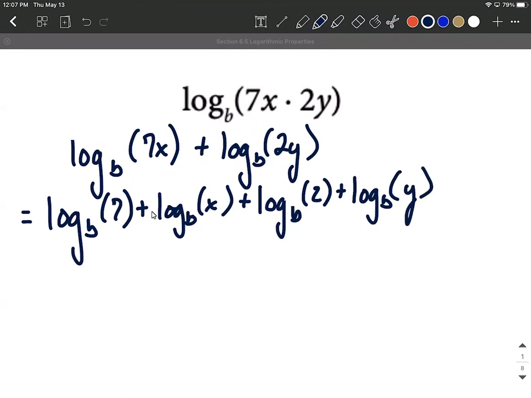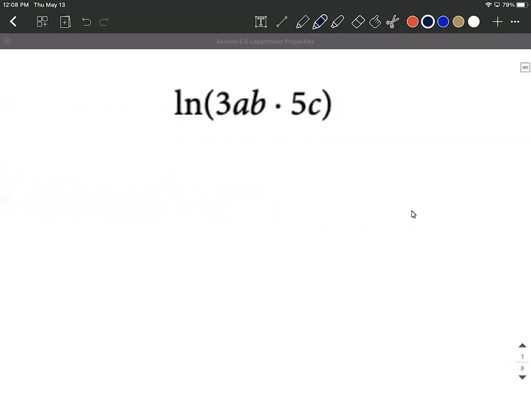All right, so that's as far as we can expand this out, as we have prime numbers on the inside here. We aren't going to be able to factor the 2 or the 7 any further. Neither will we be able to split up the x and the y. So what you may have noticed on that last one is whenever we had a multiplication in between two things, they each eventually got their own log.